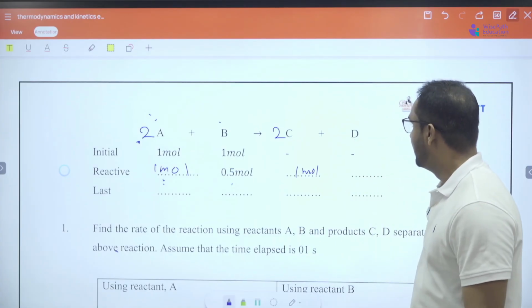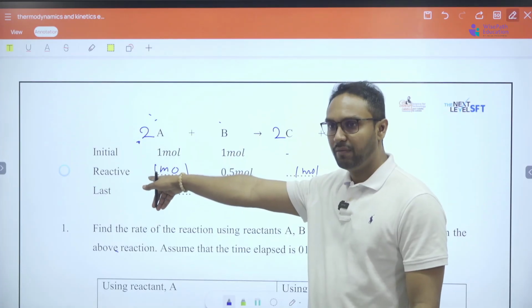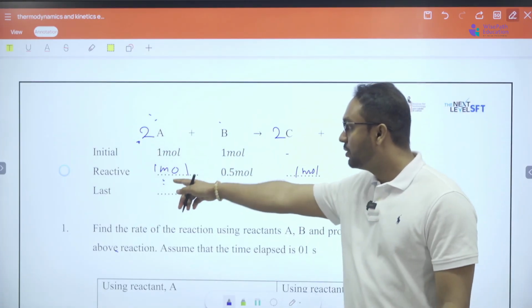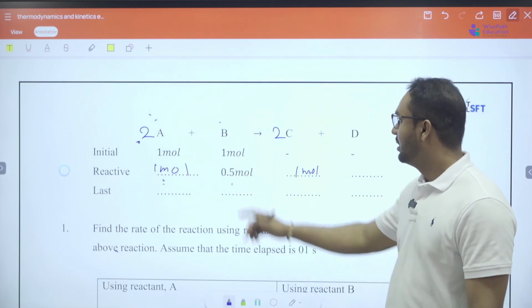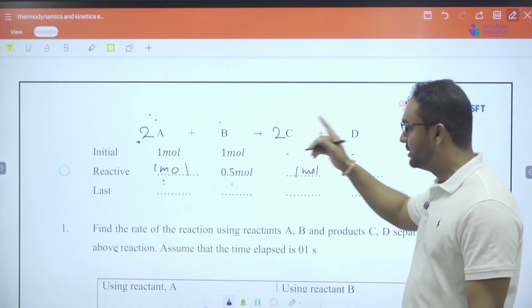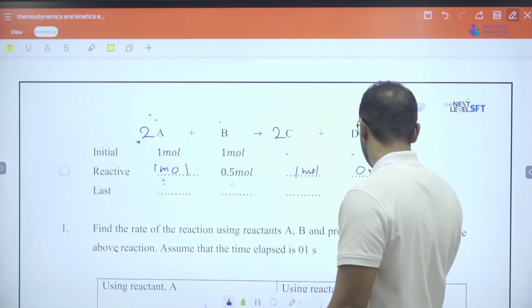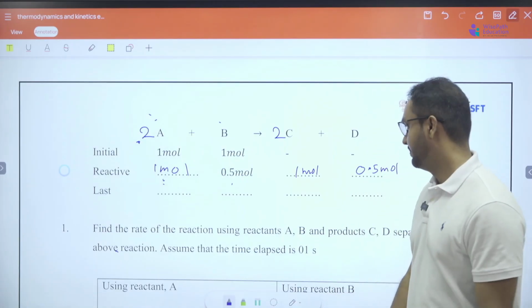So now tell me the D values comparing to the A. How much is reacting? 1, and the stoichiometry is 2 to 1. So 1 to 0.5. So compare the B. 1 to 1. 0.5 is reacting. How much is supposed to produce? That is how it happens. That is how the stoichiometry works. Did you understand? Yeah, good, very good.